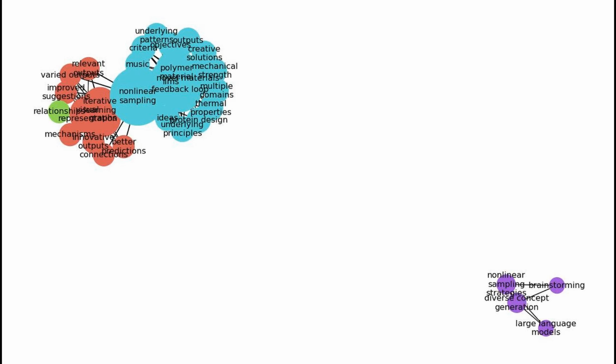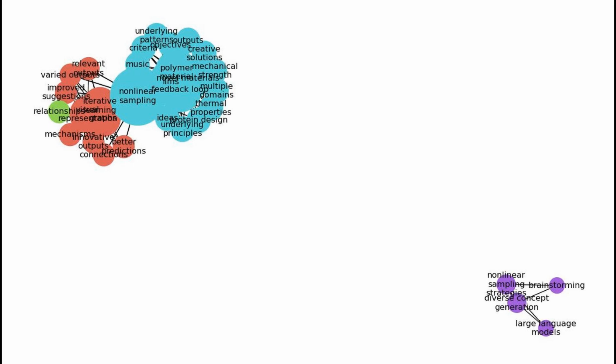Integrating nonlinear sampling strategies into large language models, LLMs, can significantly enhance their generative qualities in materials design. Here are some specific examples of how this integration can be beneficial. 1. Diverse concept generation. Nonlinear sampling allows the model to explore a wider range of ideas and concepts. For instance, when designing new materials, the model can generate various material compositions or properties that may not be considered in linear approaches. This is similar to brainstorming where different paths are explored, leading to more innovative solutions.